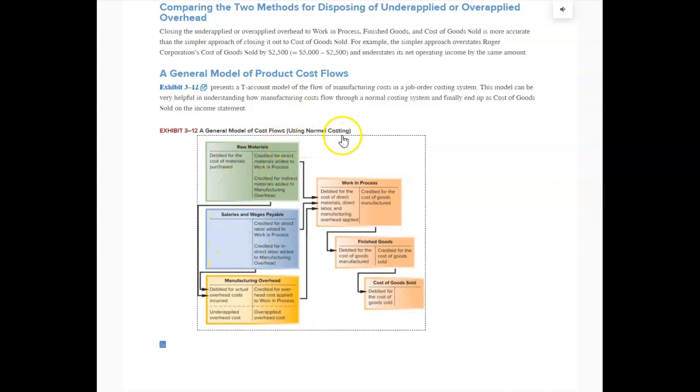Normal costing means you're using predetermined overhead rates. So again, raw materials, the direct materials go to work in process, indirect to manufacturing overhead. Labor, direct labor goes to work in process. Indirect labor goes to manufacturing overhead. And then we apply using a predetermined estimated rate, the overhead, it goes into the work in process account. So the work in process inventory account is used to accumulate all the cost as the products are going through production. When we finish a product, finish a job, we transfer the cost out of work in process inventory into finished goods inventory. The cost will sit there until we sell it. Then we transfer the cost out of finished goods inventory into cost of goods sold.